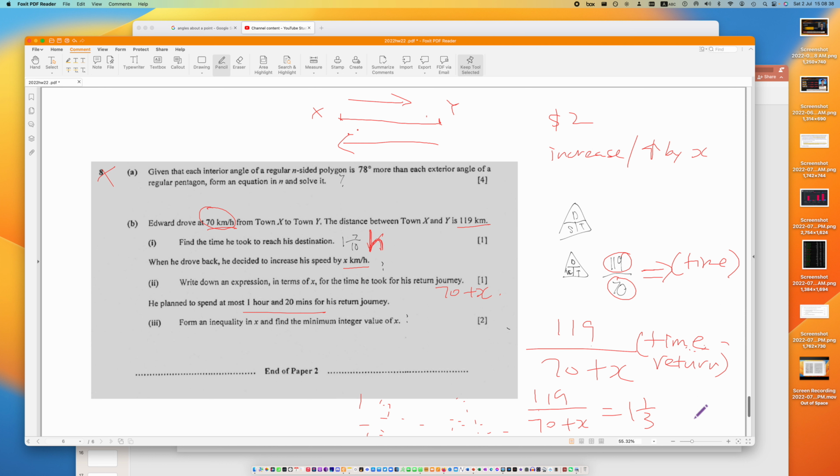But they say he planned to spend at most. What's the meaning of at most? At least? At most means maximum is 1 and 1/3. Do you know the meaning of at most? It is maximum. So maximum means must be smaller or equal to 1 and 1/3. Can never go above. So how do you solve this inequality?